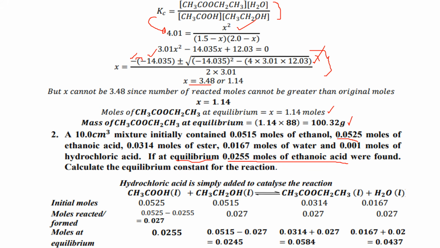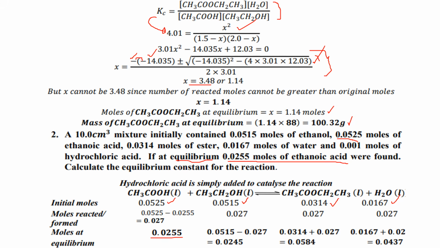So the initial moles that were used: for ethanoic acid we are told that we used 0.0525 moles, for ethanol we used 0.0515, for ethyl ethanoate we used 0.0314, and for water we used 0.0167. So these are the initial moles. You write the initial moles that were initially present. Then at equilibrium they gave us 0.0255.